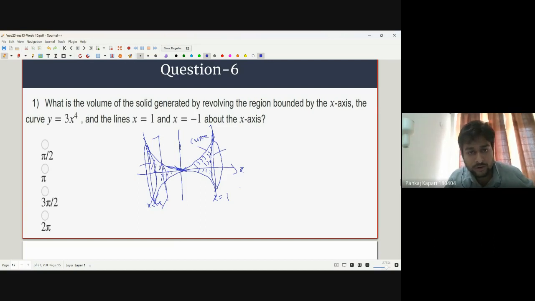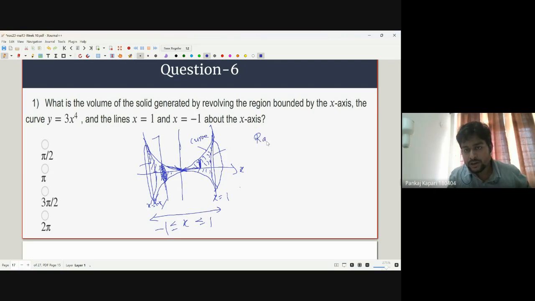This plane will cut your solid into a disk. That you have to always remember. Whenever you are revolving, the solid you are getting by revolving always gives a disk at the cross section. This will be your disk, and now your volume is just the integral of the area of this disk from the lower limit to the upper limit. You can see that this disk can vary between this range, x between 1 and minus 1. So what will be the radius of this disk? The radius of this disk is this particular distance, which is y.